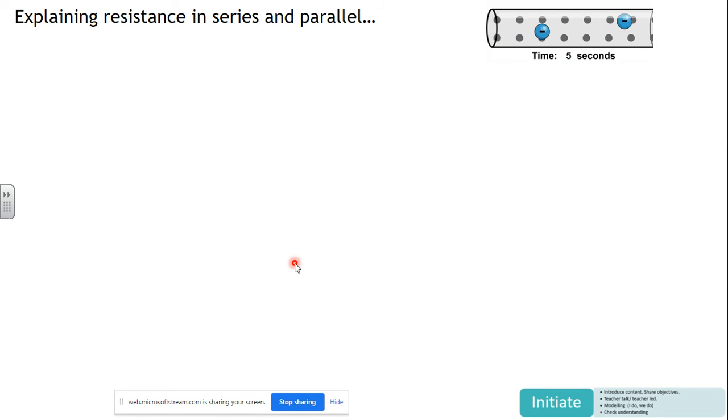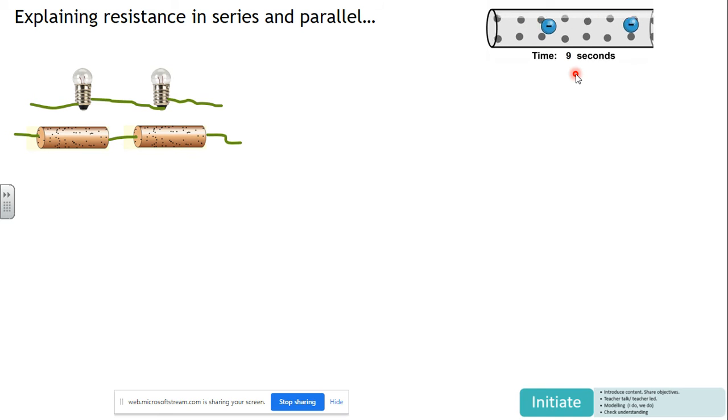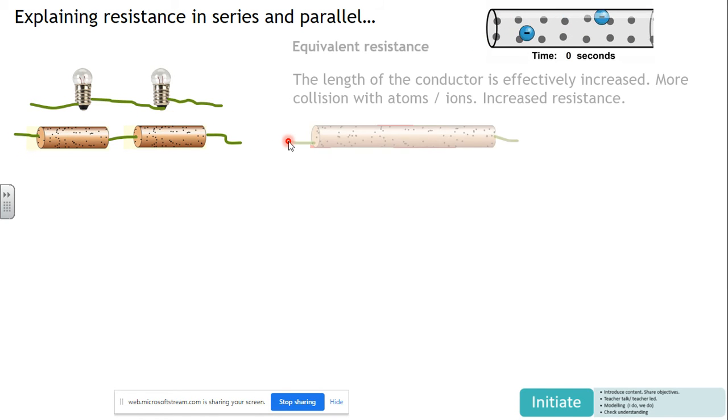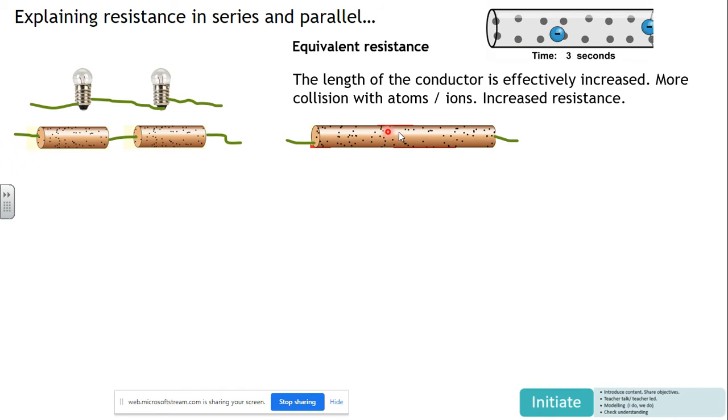Remember our model of current flowing through a conductor. We have the ions, the atoms that are vibrating, wobbling, and they are bumping into the electrons and resisting the flow. Now, if we connected two resistances or two lamps in series like this, we've basically made one long resistor. If the current's got to fight its way through twice as far, then it's twice as difficult. So the resistance actually doubles, and you add these resistors up.